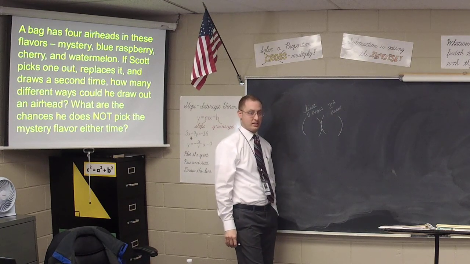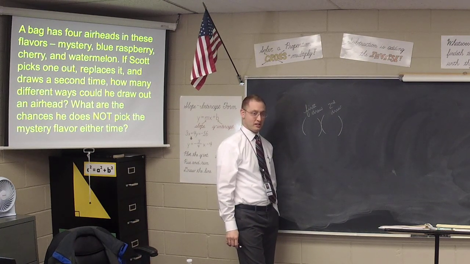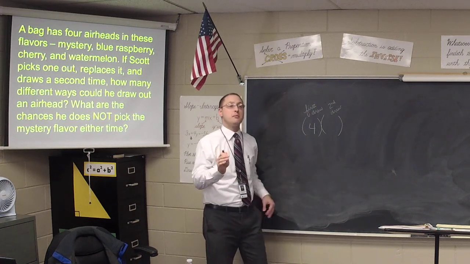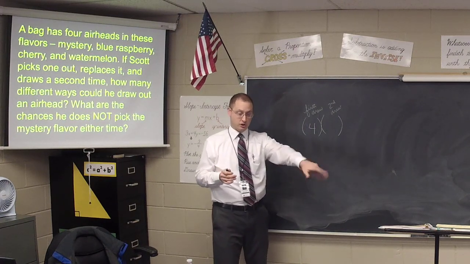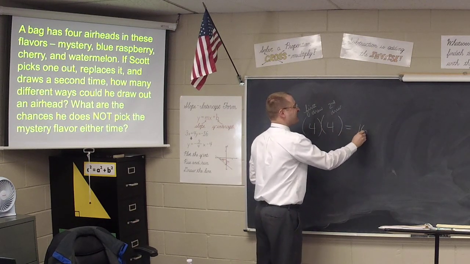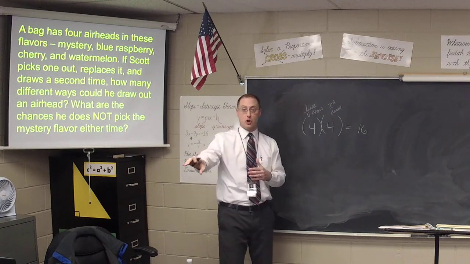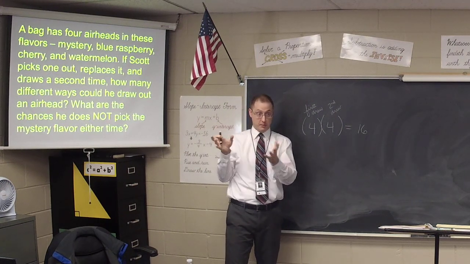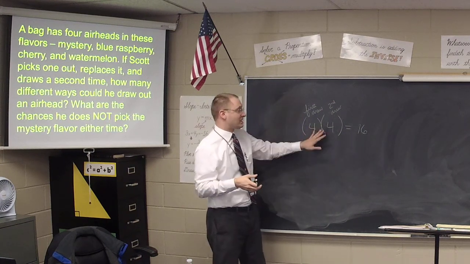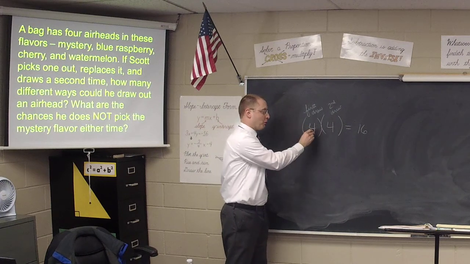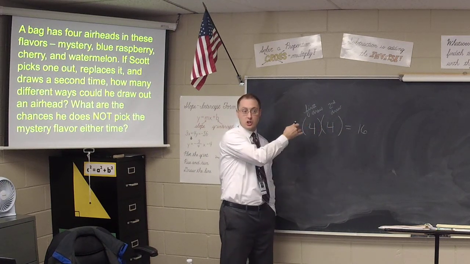All right, Scott. You got it? What you got? 16. Because the first time he draws, there's 4 flavors. Now, assuming he puts his first draw back in, shake them up a little bit, there's still 4 flavors he could draw from. So that's 16 different ways. Now again, that assumes that drawing cherry then watermelon is not the same as drawing watermelon then drawing cherry. Does that make sense? That's different ways, but 16 different ways he could draw them out. Each time, there's 4 different things he could draw.